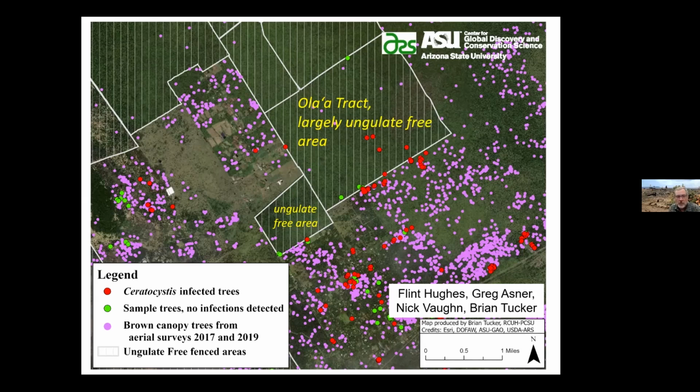The small purple dots are from the aerial imagery. The red dots are from on the ground samplings of it. So we know this, we have the mechanism. Conclusion is fence these areas and protect the forest.